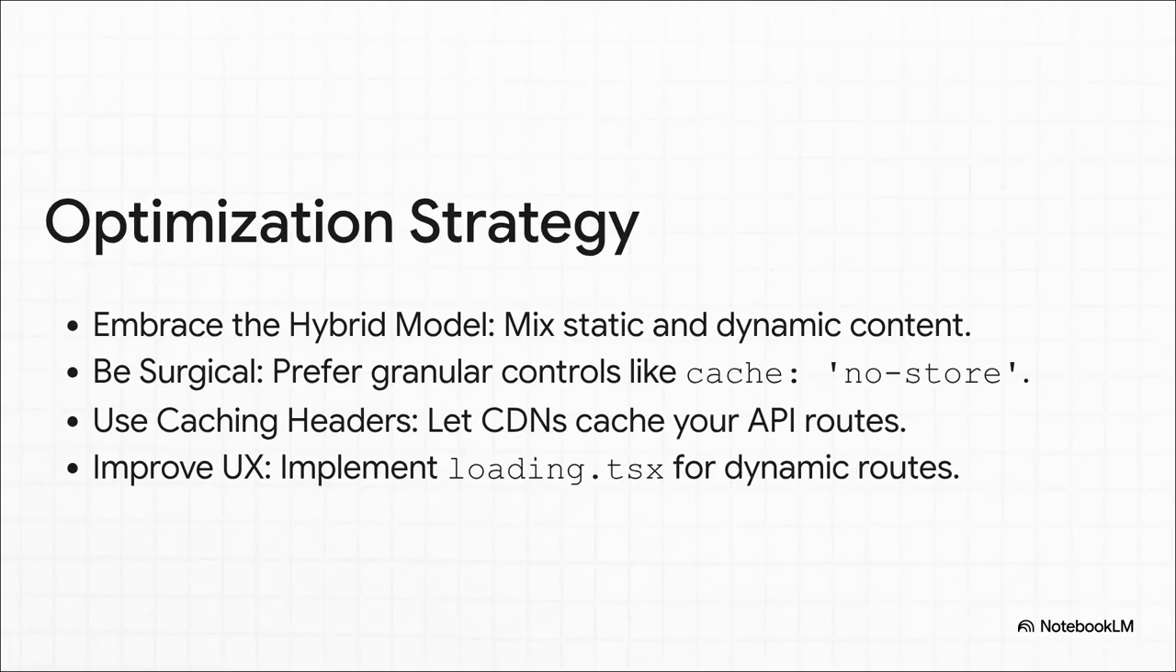So let's wrap up with the key takeaways, the best practices. First, think hybrid. Don't make your whole app dynamic or your whole app static. The sweet spot is a static page shell with dynamic content streamed in. Second, be surgical. Instead of using the force dynamic sledgehammer that makes the whole page dynamic, try using the cache no-store scalpel on just one specific data fetch. It's all about being precise to get the best of both worlds.